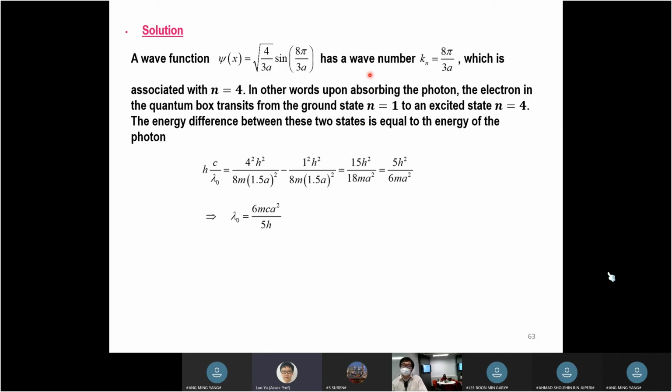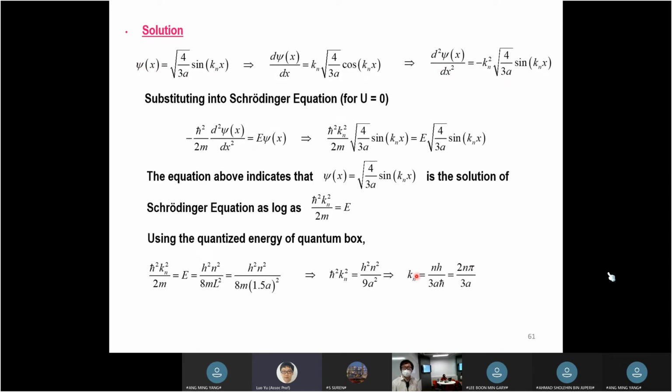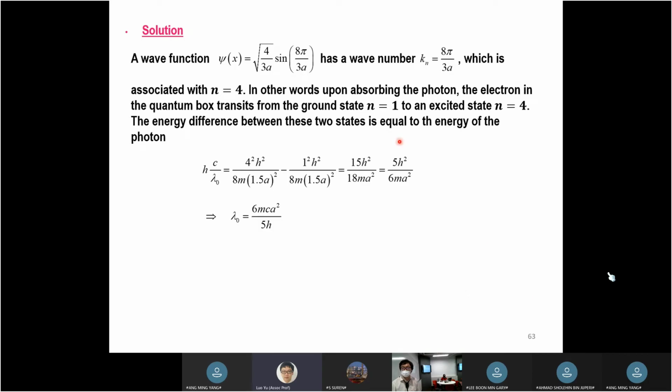From what we understand, at the excited state, my Kn equals 8 pi divided by 3a. Kn is a function of the quantum number n and a. Compared with what we obtained in the first part, you can quickly show that at this excited state, the corresponding quantum number is n equal to 4.